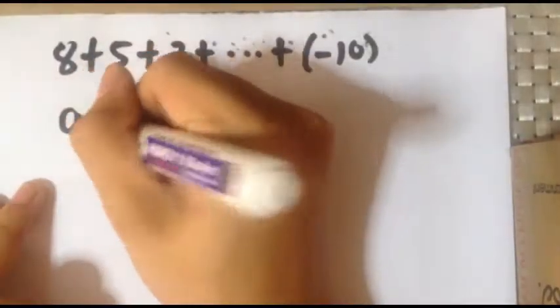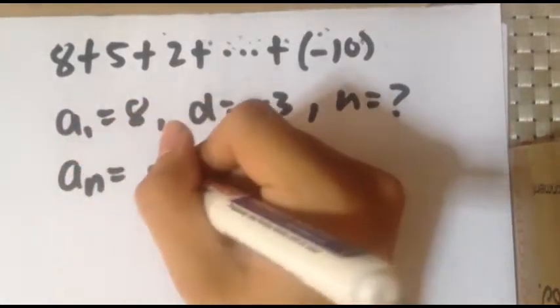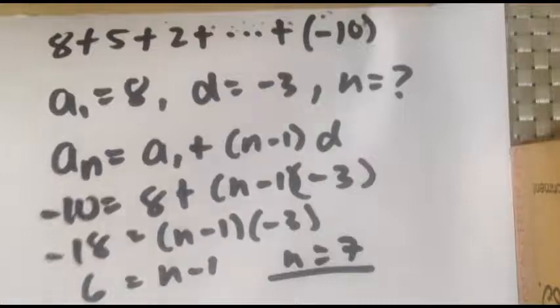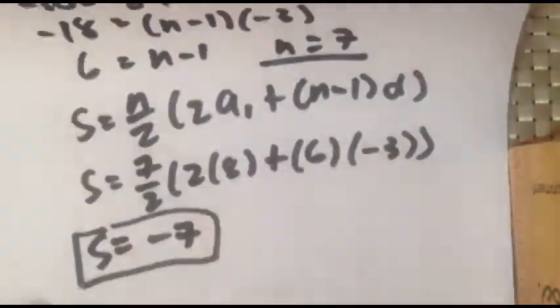Let's try another one, finding 8 plus 5 plus 2 plus so on until negative 10. Well, we have A sub 1 equals 8, we have D equals negative 3, we still have to find N. We have the last term, and using the formula A sub N equals A sub 1 plus N minus 1 times D, we can solve for N, so N equals 7. Then we can work out the sum using the formula, which is negative 7.